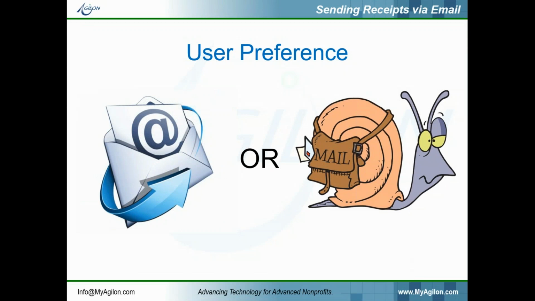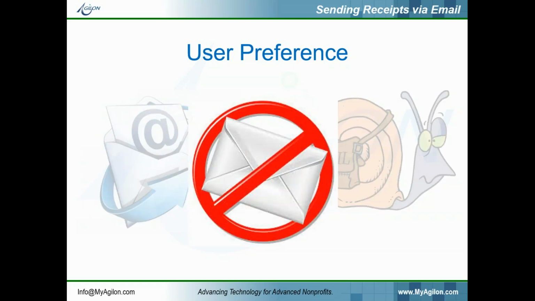So user preferences is also a very big piece of sending out these receipts. We need to maintain an option for your donors to decide how to receive their receipts, either by printed and mailed receipt, or by email, or by no receipt. And giving them that option means that we can control those two processes by following their wishes.